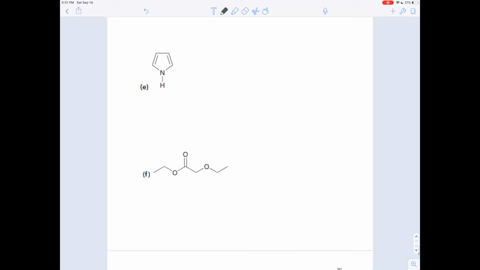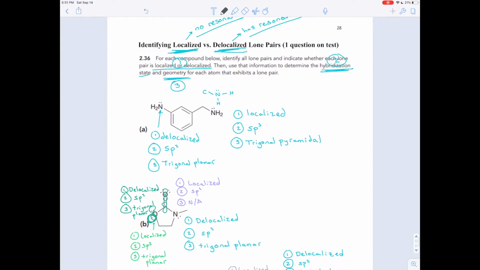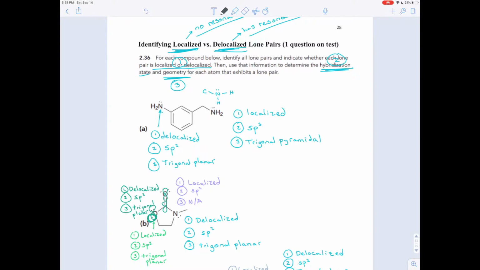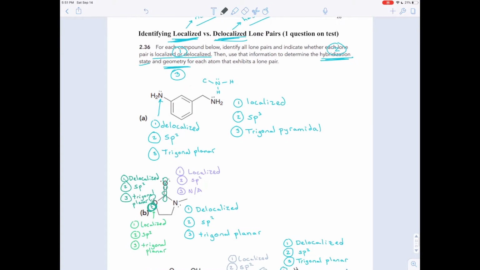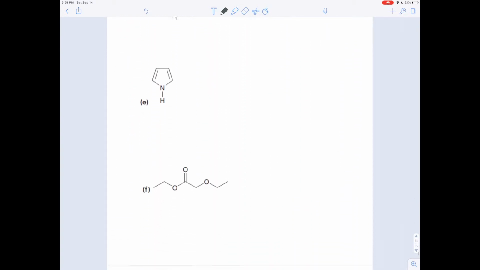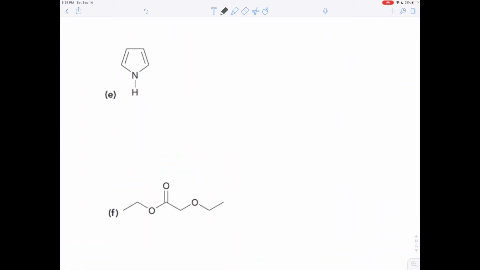So this is a continuation of exercise 236, where they're looking for three things. First, is a lone pair localized or delocalized? Second, what's the hybridization of the atom it's on? And third, what's the geometry of the atom it's on? So we got up to E here in previous videos.